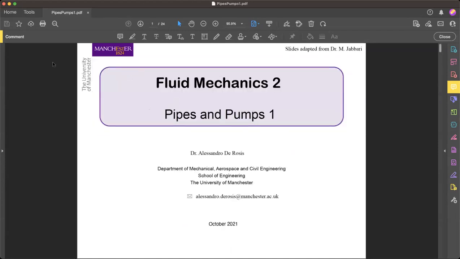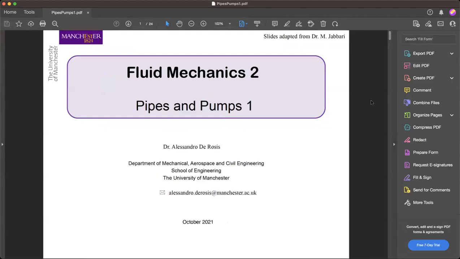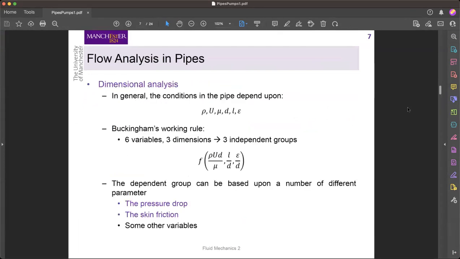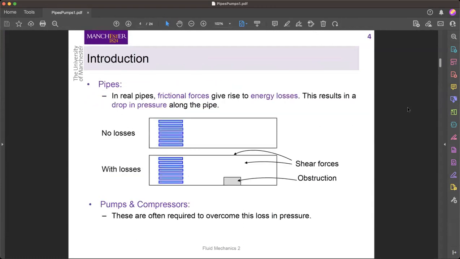Okay. Pipes and pumps. A very important thing to keep in mind is that when you have the flow in a pipe, you will always have energy losses. We will divide the energy losses in a pipe into two big families, major and minor losses. Major losses are due to the viscosity. You will never be able to get rid of major losses, okay? Why? Because whatever fluid you choose, it will always have a certain viscosity.